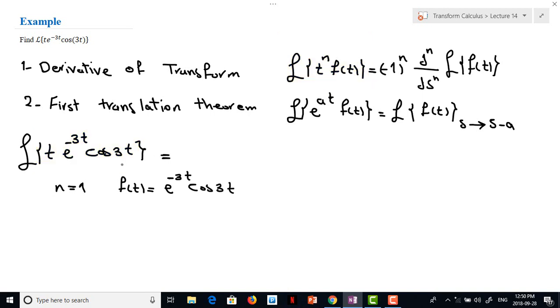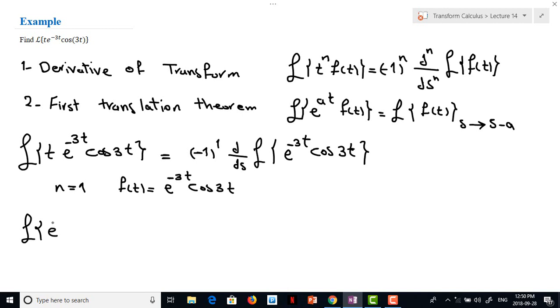So based on the derivative of transform, it's equal to minus 1 to the power of n, which is 1, d over ds, Laplace transform of f(t). f(t) is e to the power of minus 3t cosine 3t. But now we have to find the Laplace transform of e to the power of minus 3t cosine 3t.